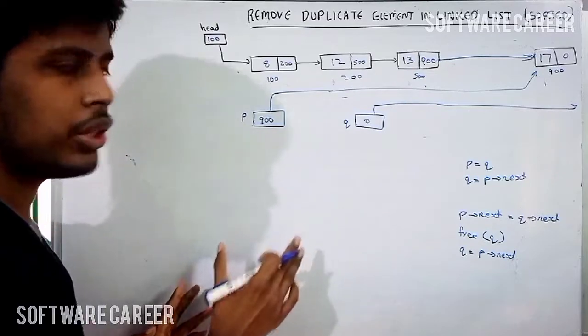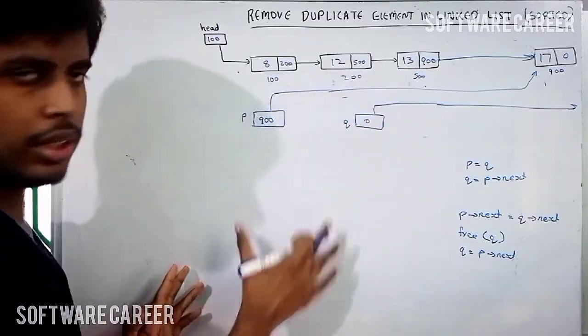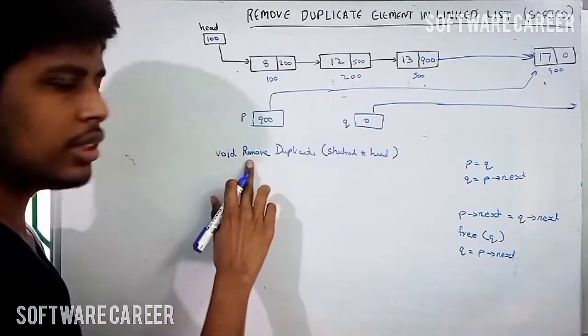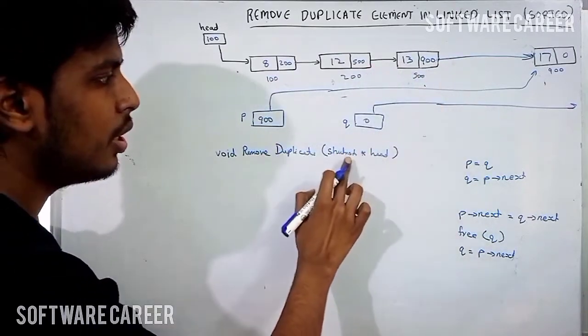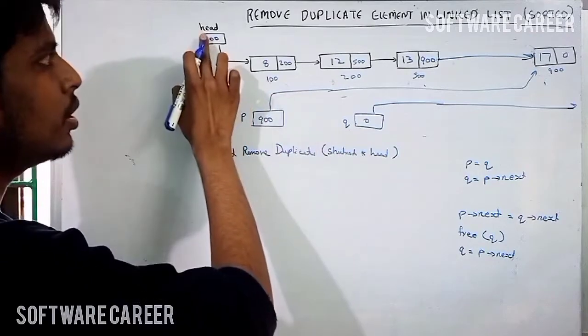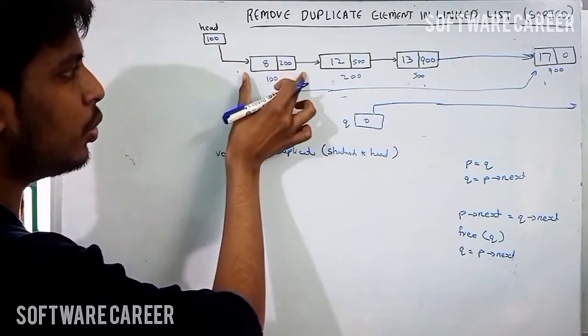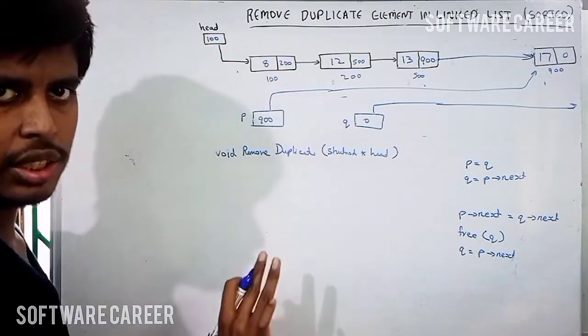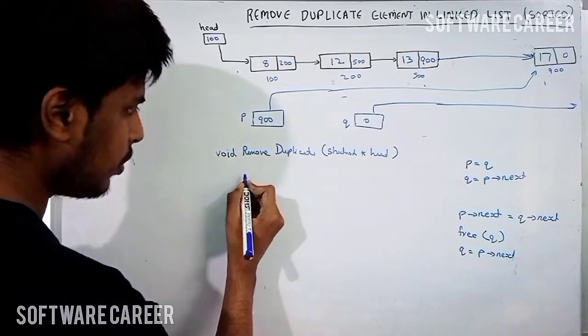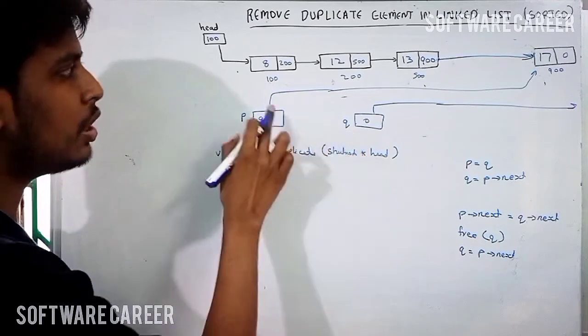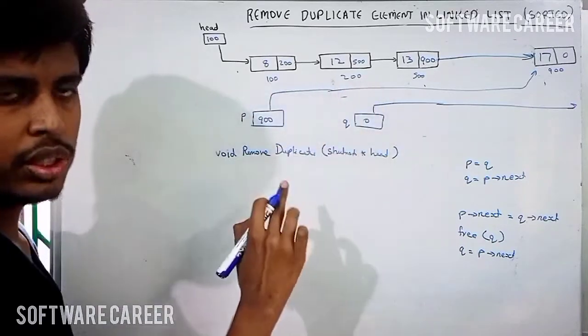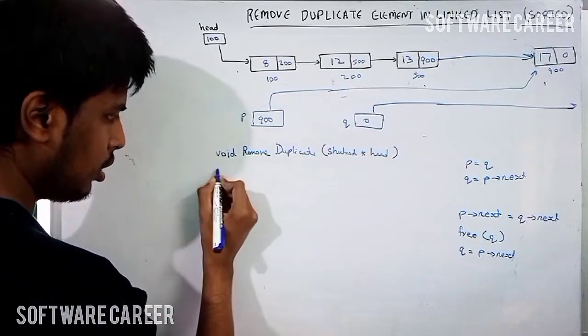Now I will teach you how to write the code for removing the duplicate element. See here, this is the function remove duplicate, to remove the duplicate element from the linked list. Then this is the pointer head. This head pointer is pointing to a node having structure, so I am writing struct node. Now at starting I have created two pointers called P and Q, which are pointing towards the first node and second node.